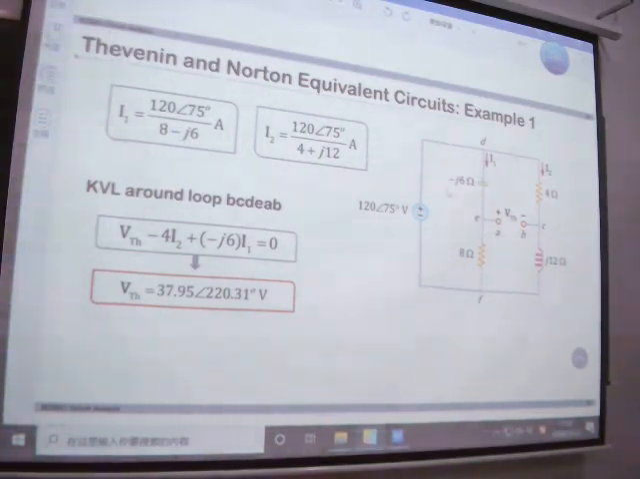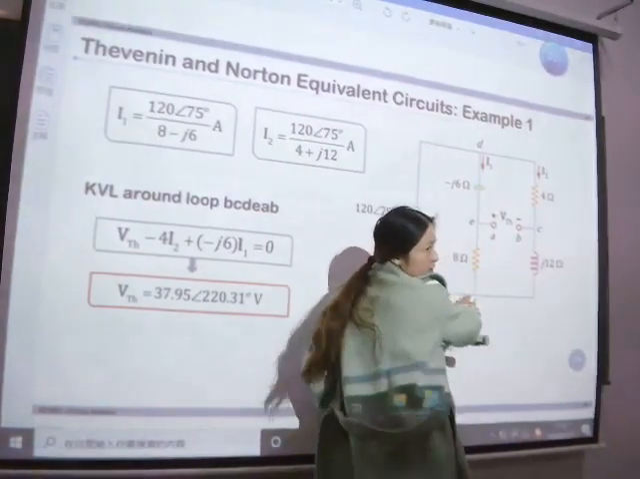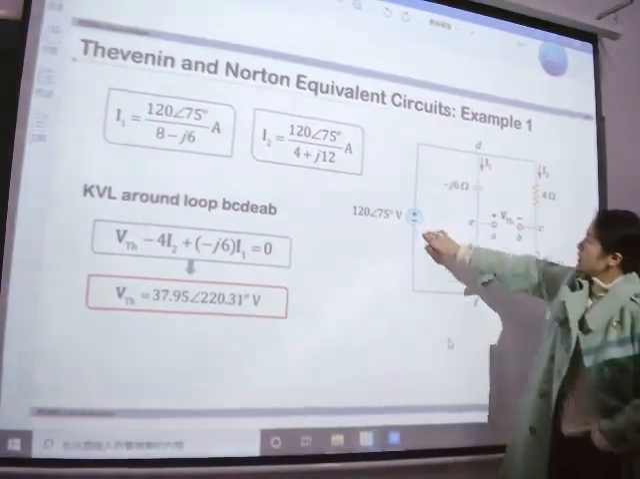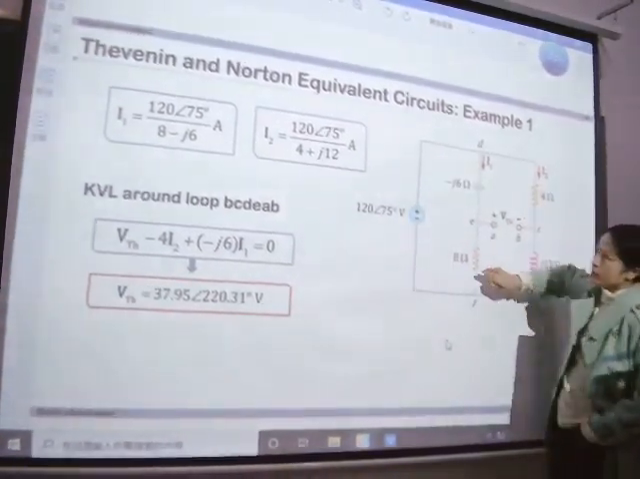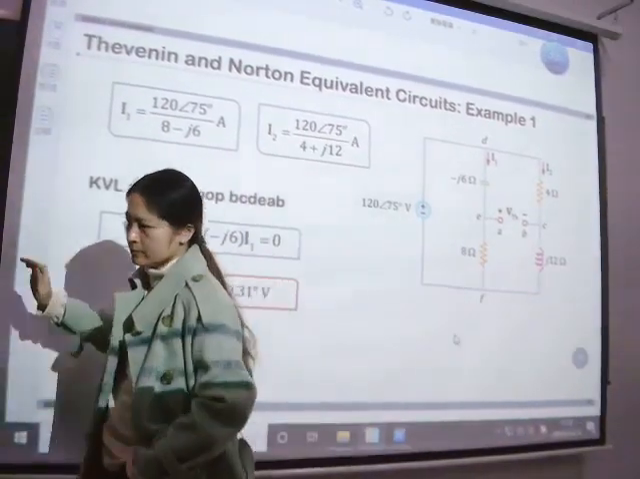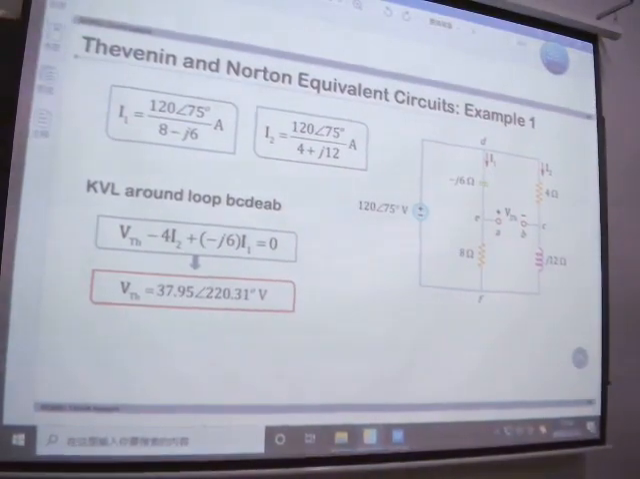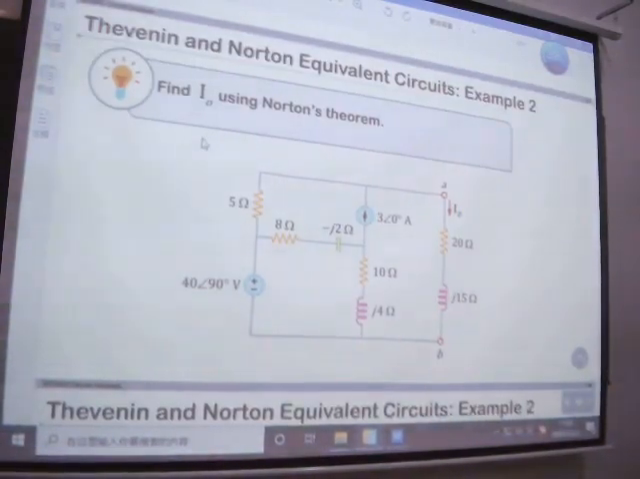I1 times the resistance on this branch is equal to this. We use the KVL for this. The voltage here equals the voltage here, we get this one. The voltage here equals the voltage here, we get this one. Clear? Then we put the KVL equation for this loop, and we get this equation, and we solve it.